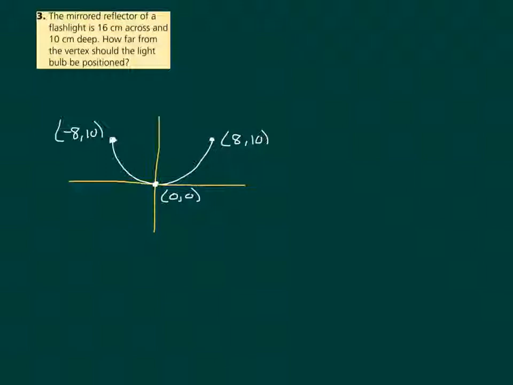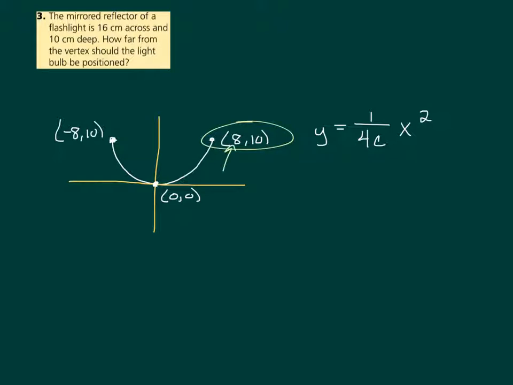So now all we have to do, you could have also chosen to align this as a horizontal parabola if you wanted. I obviously chose to set it up as a vertical parabola, which means that the equation I'm working with is y equals 1 over 4c x squared. To find out where the focus should be, I need to know what c is. Correct?